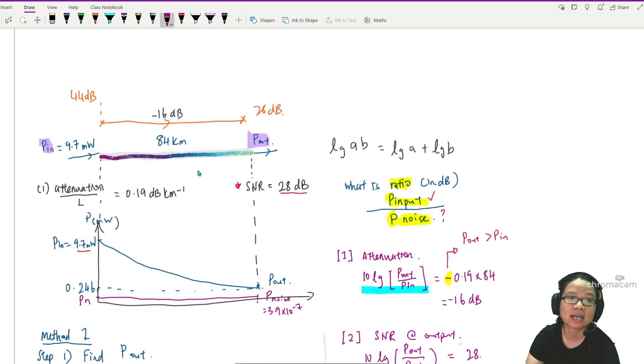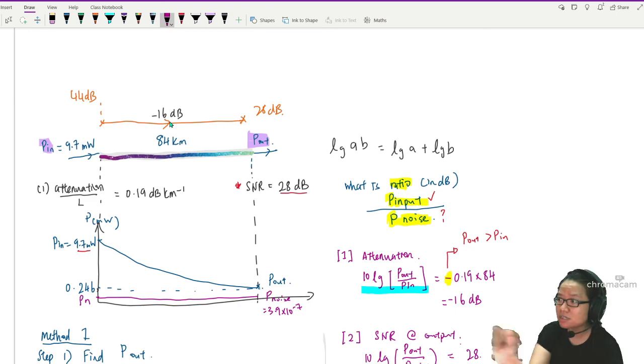And we know that technically speaking, you start with 44, you end with 28, and every km you drop 0.19, so 84 km you will drop 16. That's why we can minus. Of course later, if you only study communication and you don't care about the maths behind it, then we will just tell you to minus. But why can we minus like that? Can you just simply minus?